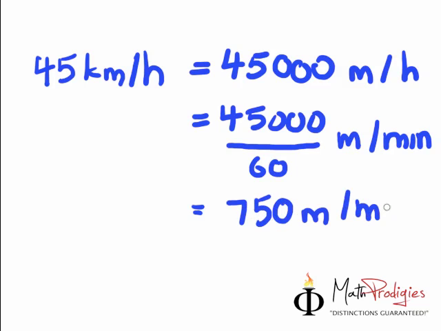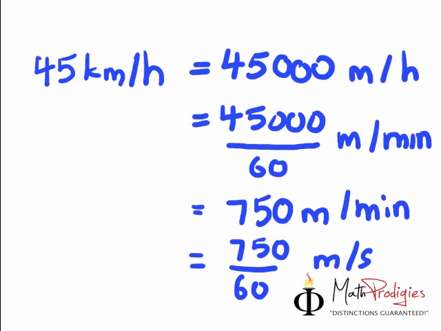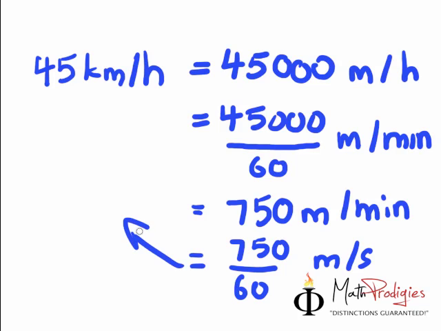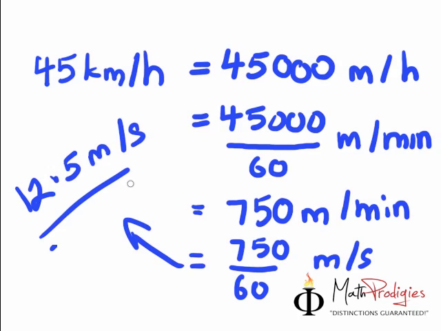But is that correct? No, it's not yet meters per second. So what must you do? You must take 750 divided by 60 seconds, and then you will get meters per second. Once you divide by 60, you will find that your answer is actually what? 12.5 meters per second. And that's how you convert step by step.